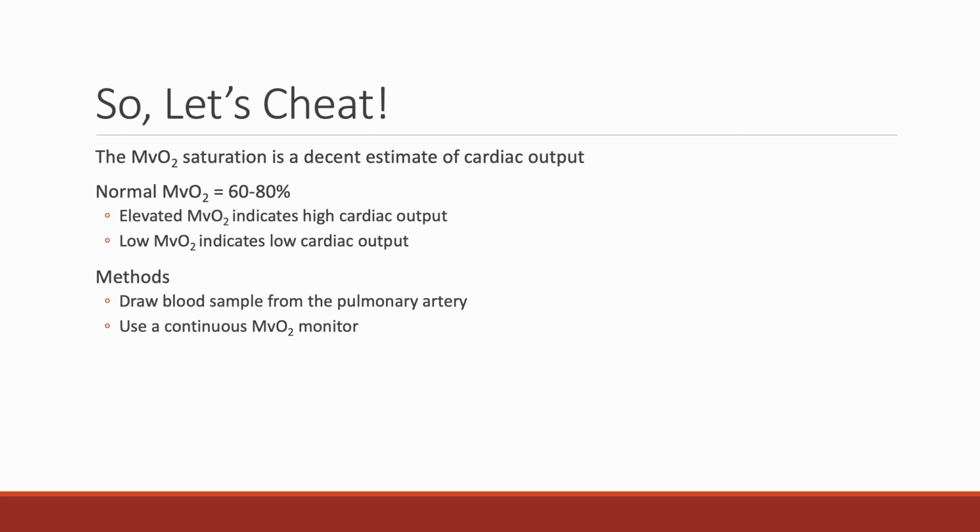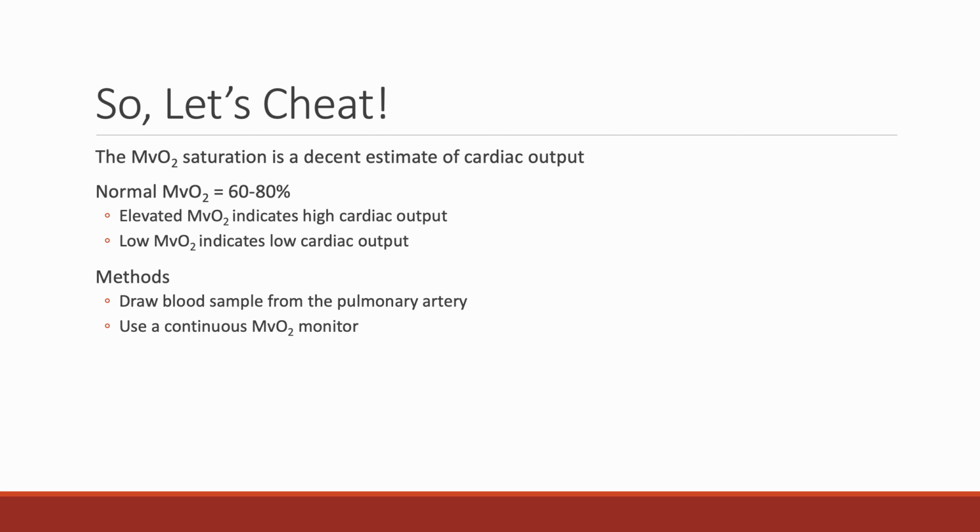When the mixed venous O2 is high, that indicates a high cardiac output because the blood is going through the body more quickly and it has less time at the tissue level to exchange gases. So when it goes back to the train station to get refilled again, it already has more oxygen in it because it didn't have time to drop off all the oxygen at the tissues.